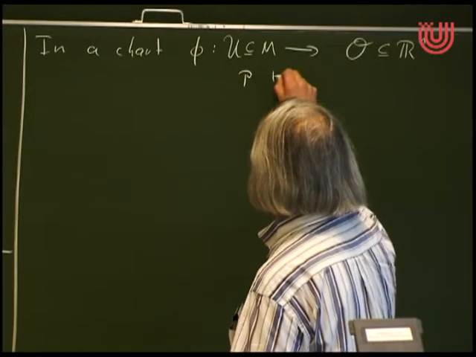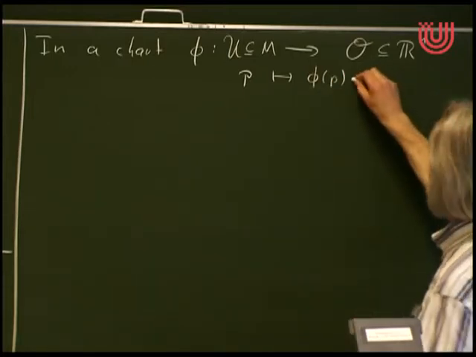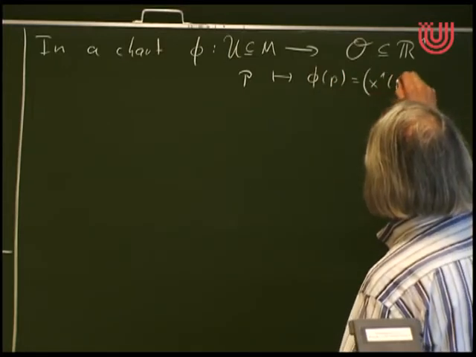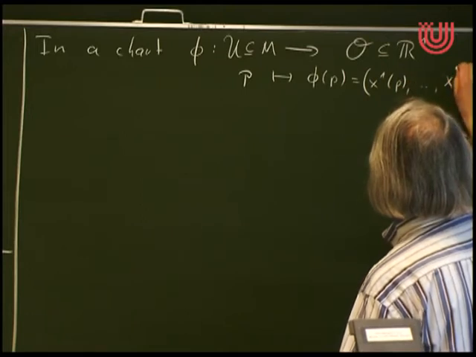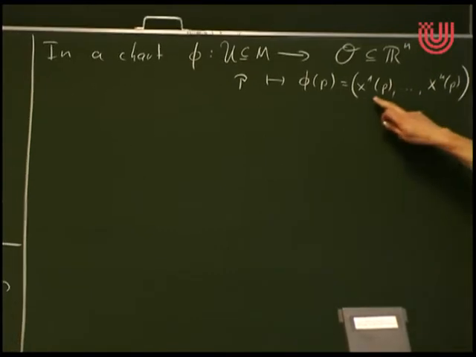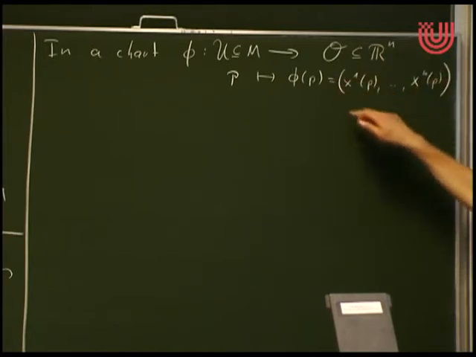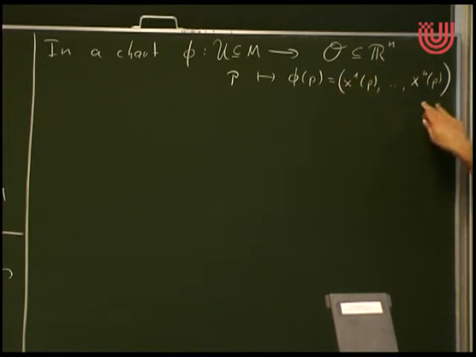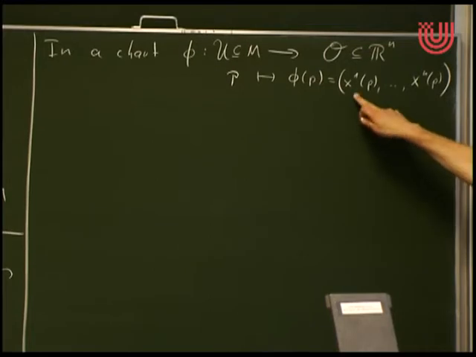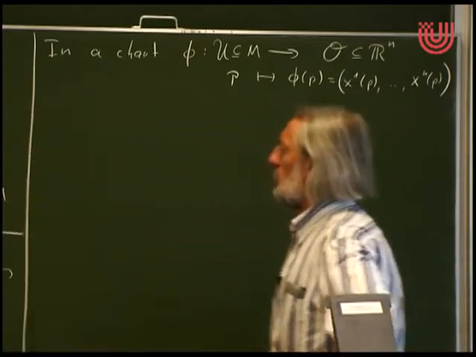So if I have a point p here, I get phi of p, which is an n-tuple. One usually writes it as x^1(p) to x^n(p). And now these x^1 to x^n, these x^mu, are real valued functions, right? This is an n-tuple of real numbers, so each entry is a real number. So the x^mu is a map from U to the reals. So it's a map like this f here. Well, it's not defined on all of M, but on the subset U.